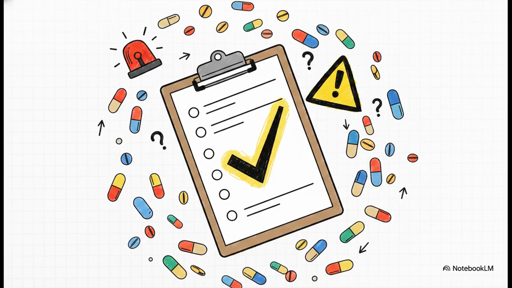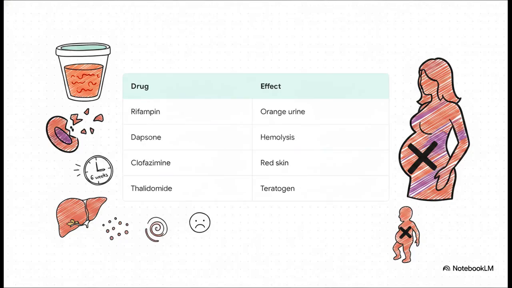Hold up. Huge exam warning here. The toxicities of these specific drugs are virtually guaranteed to show up as test questions. You literally have to know these to pass. Let's rapidly review these because they are visually striking and sometimes fatal. Rifampin is going to turn your patient's urine and bodily fluids orange-red. It's totally harmless, but you absolutely have to counsel them on it so they don't panic.